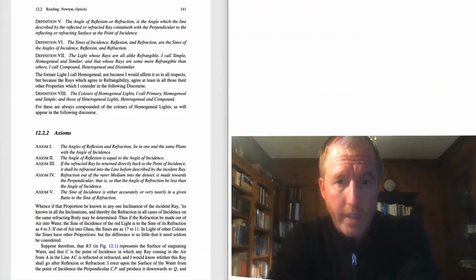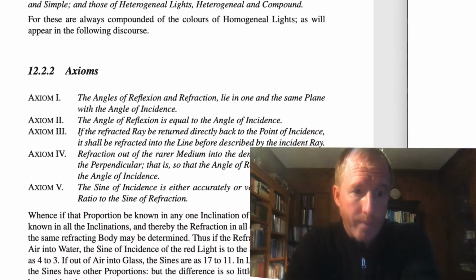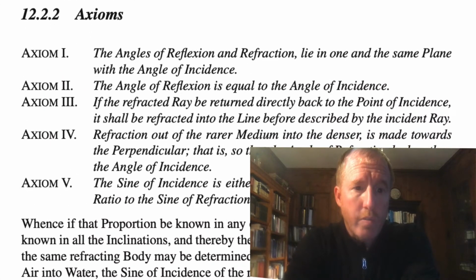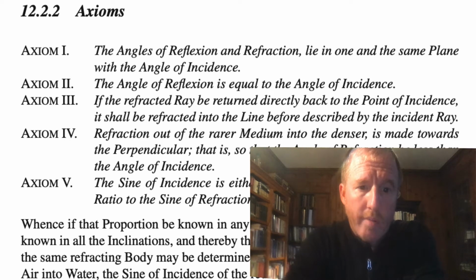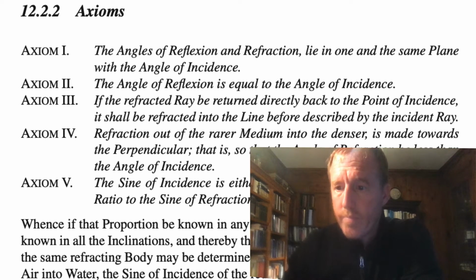I'll first read it and then I'll make sure to explain it. He says, if the refracted ray be returned directly back to the point of incidence, it shall be refracted into the line before described by the incident ray. So what does he mean by this?